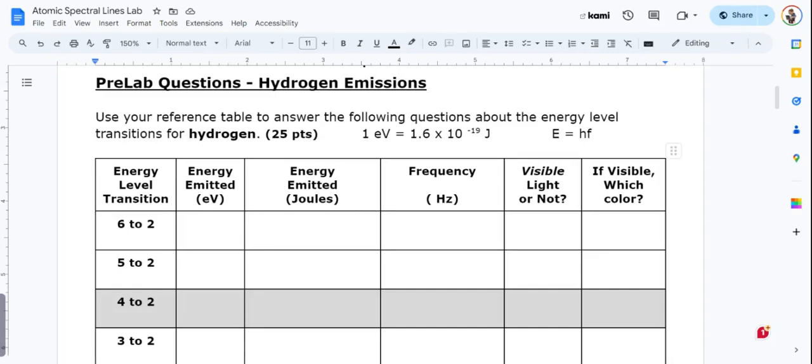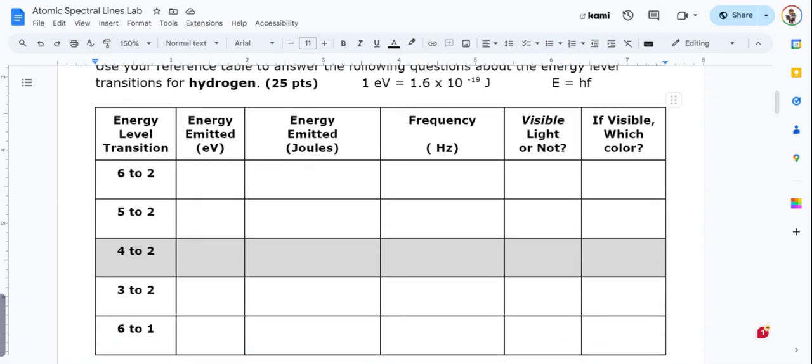So how do you do this first? I want to show you how to do this first page. This is part of the homework. There's another part of the homework too. So from 6 to 2, let's see, from 4 to 2, let's do this 4 to 2 together.